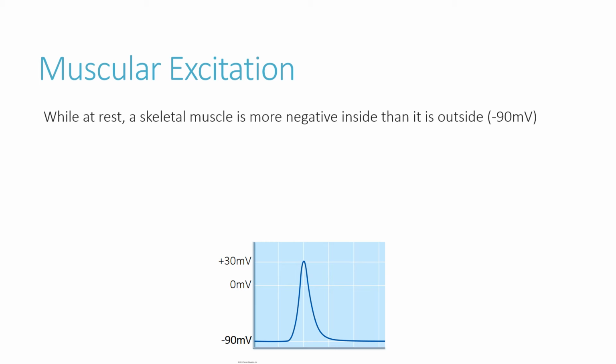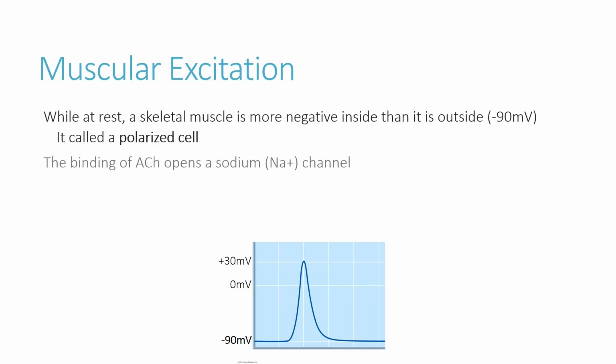While at rest, a skeletal muscle cell is more negative inside than it is outside. The inside of a resting muscle cell carries an electrical charge of around negative 90 millivolts. Because the inside of the cell has a different electrical charge than the outside, this cell is called a polarized cell. There is a different electrical pull within and without the muscle cell.